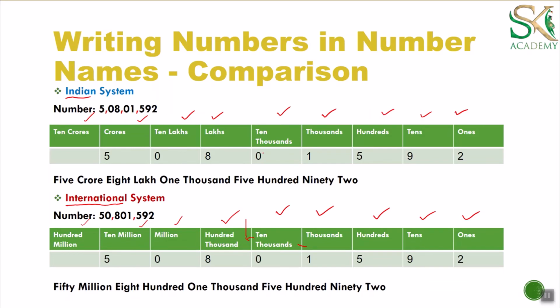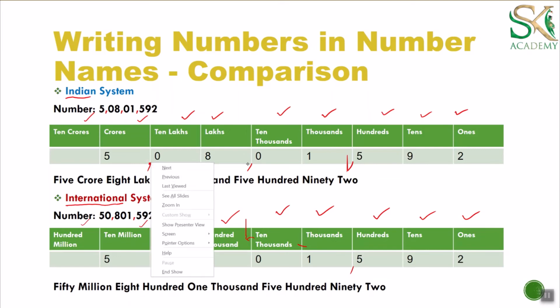The first comma will come after three digits from the right on both the sides. So here and here also, right? Then for the Indian system, the next comma comes after two digits. So that means after this and after this, you need to keep a comma.